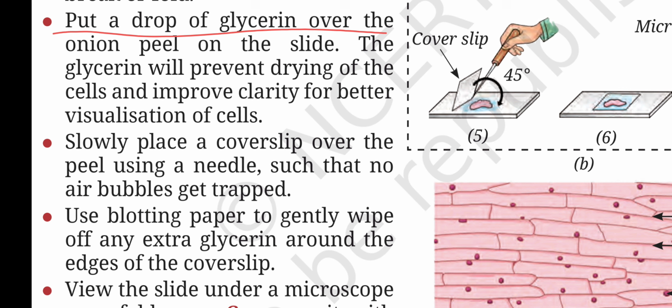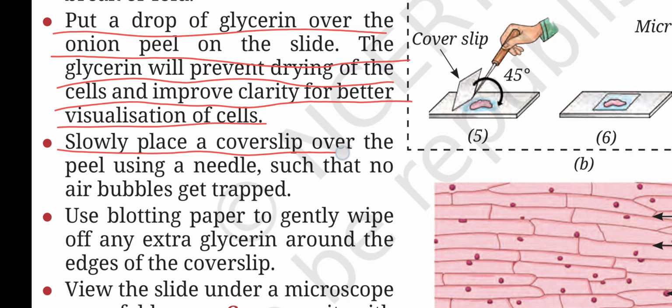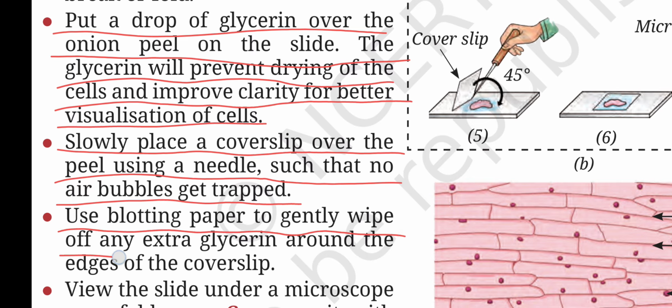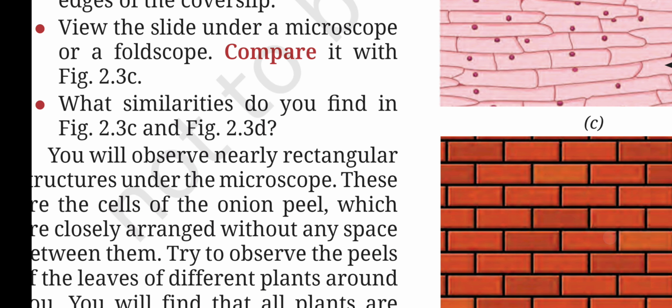Put a drop of glycerin over the onion peel on the slide. The glycerin will prevent drying of the cells and improve clarity for better visualization of the cells. Slowly place a cover slip over the peel using a needle such that no air bubbles get trapped. Use blotting paper to gently wipe off any extra glycerin around the edges of the cover slip. View the slide under a microscope or foldscope.